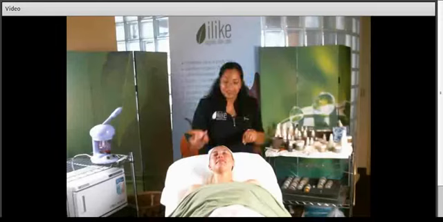All right, so our next step after the hand and arm massage is to do the hydration step. That includes the application of the treatment serum, eye product, moisturizer, and sun protection, and also the lip balm application too.